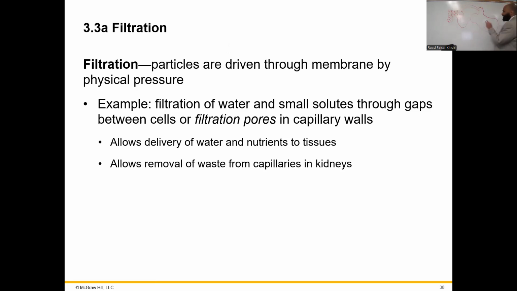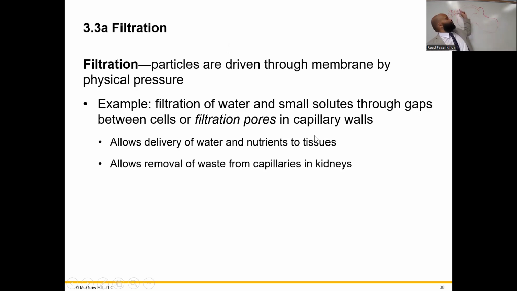The blood. It's the heart. The heart pumping, squeezing, and then blood gets here, gets out. That's the pushing. It's the pushing, that's the hydrostatic pressure. So now you have pressure causing the squeezing out and the pushing out of the blood. That's due to filtration. That's a perfect example of filtration. So example of filtration of water and small solutes through the gaps between the cells, or filtration pores in capillary walls. We did the filtration.